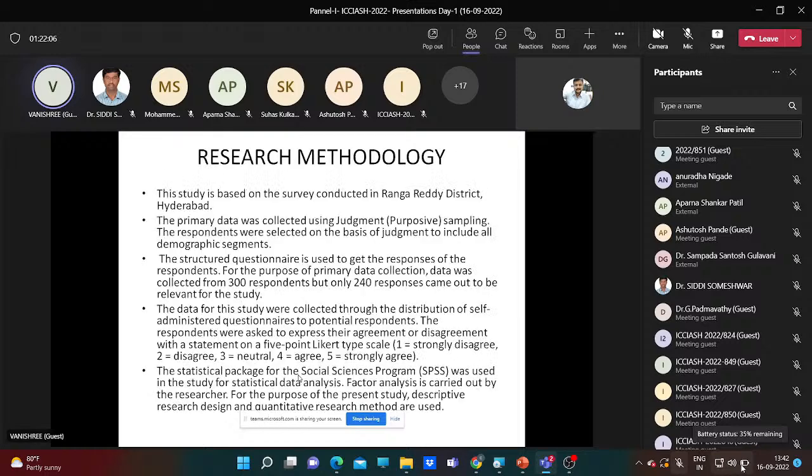My research methodology: I have conducted a survey in Rangareddy district in Hyderabad. I have used the judgment sampling method. I used a questionnaire, for which I got 240 responses. I have used a 5-point Likert scale and the SPSS package, in which I have used the factor analysis method.